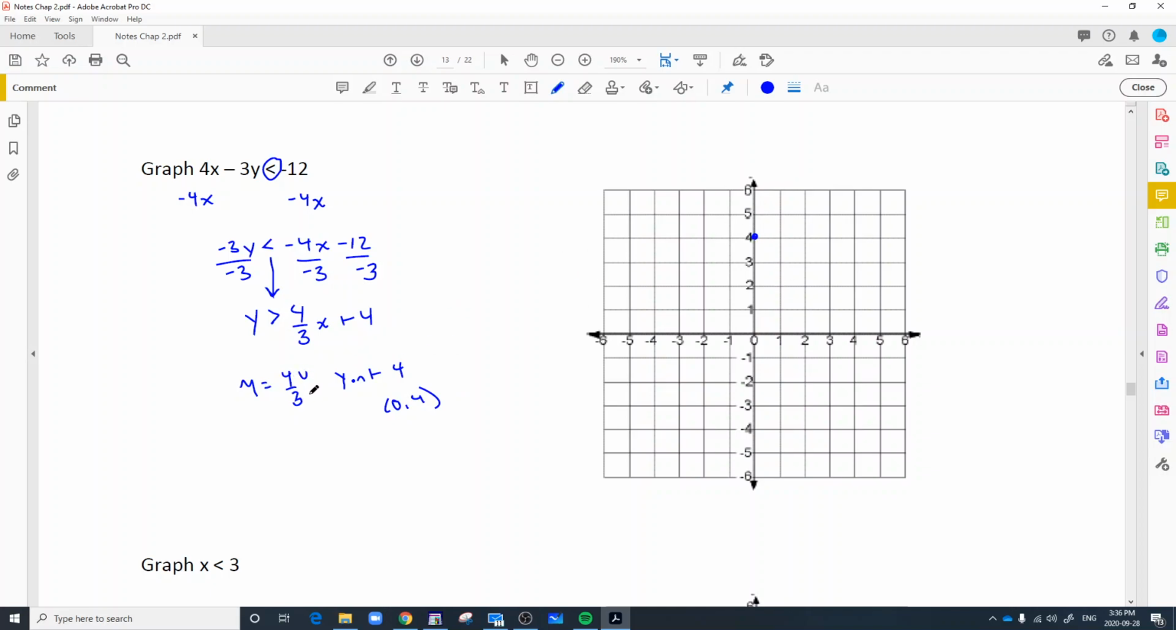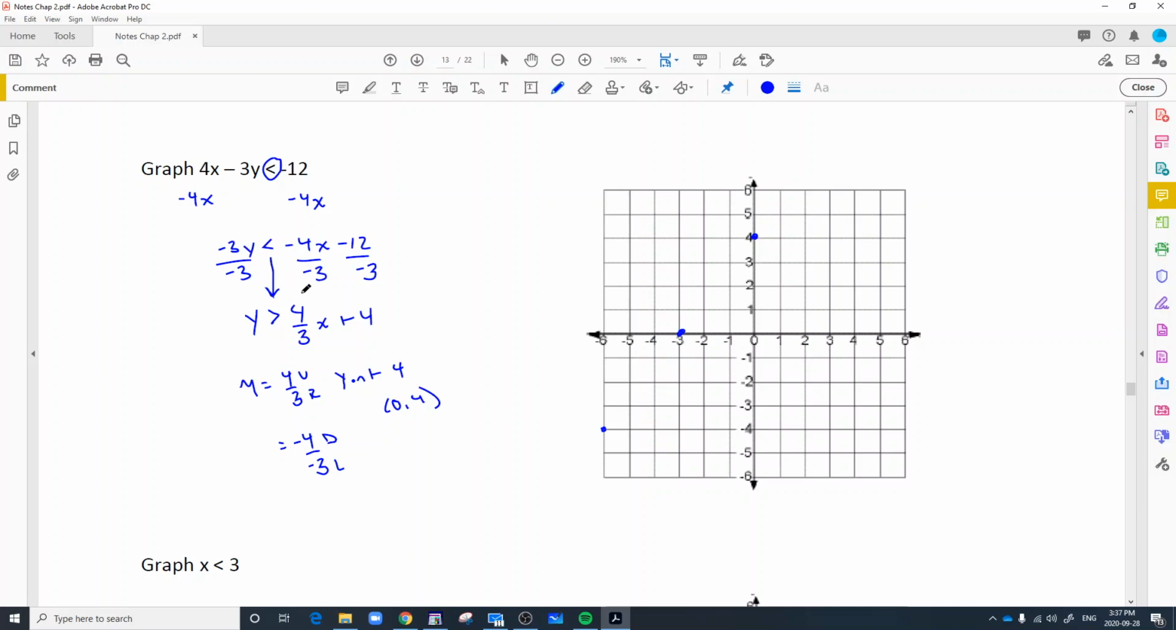So I could go up and right, but I go off my grid. So instead, I'm going to go down and left. So 2 negative directions still makes a positive slope. Then I go down 1, 2, 3, 4, left 1, 2, 3. I'm going to do that again. 1, 2, 3, 4, left 1, 2, 3.